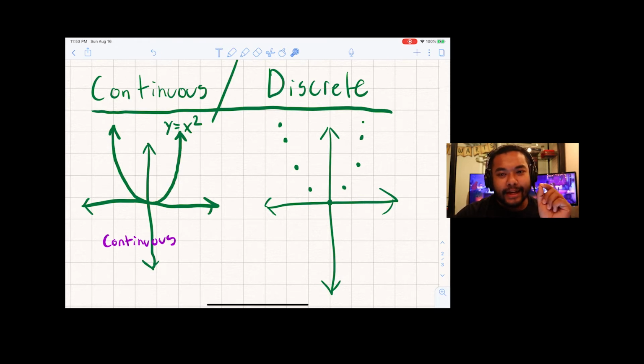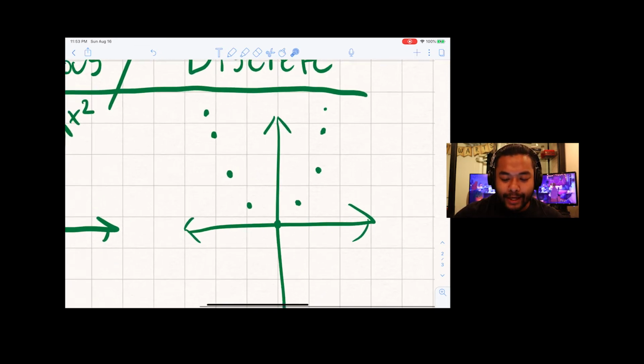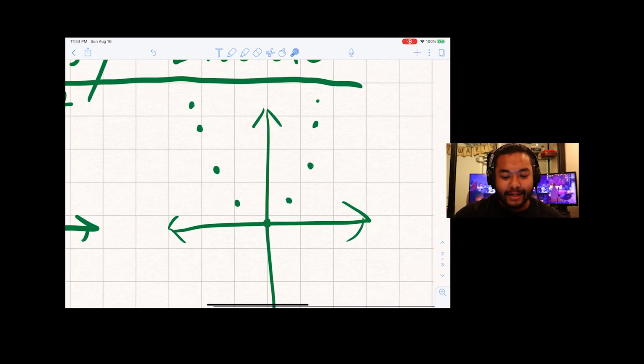It's not just hitting x equals 1. It's hitting x equals 1.00001, and then x equals 1.0000001, and so on and so forth. Every possible infinitely many points in between, it's flowing and continuous through there. Whereas in discrete, it's dot, dot, dot, point. I have a point here, a point here, a point here, a point here. And what that is telling me is that there is space between this point and this point. There is space.